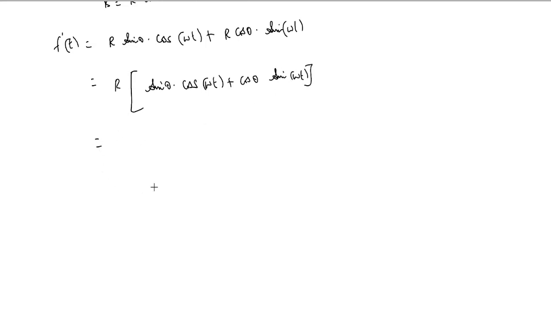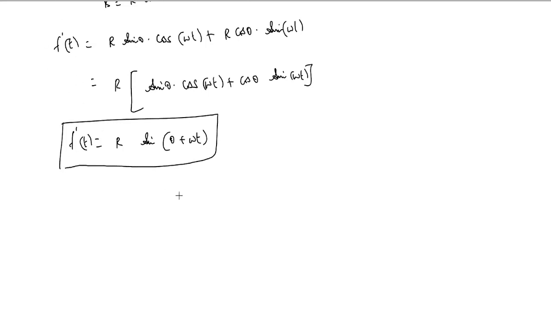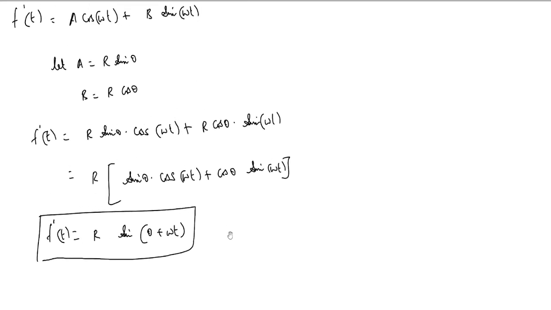Now this is of the form sin a cos b plus cos a sin b, which is equal to sin of a plus b. So it becomes r sin of theta plus omega t. So this is the resultant function. Even this is also a sine function, which means even this is a periodic function, because we saw that sine or cos is a periodic function.